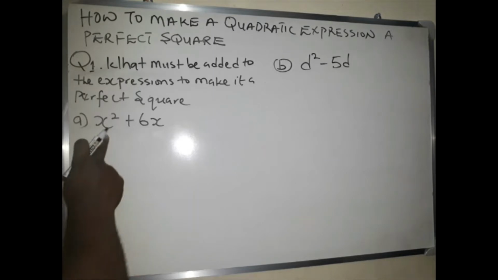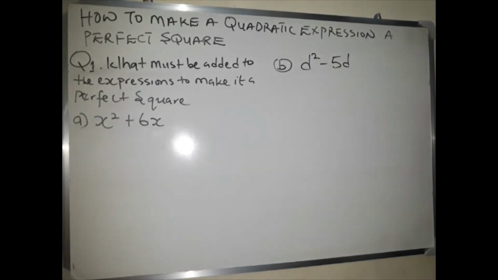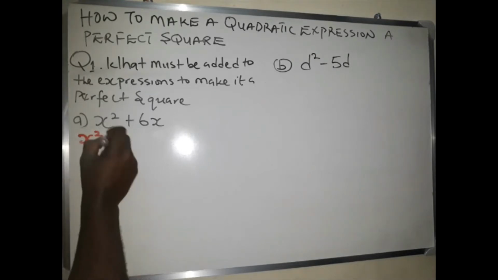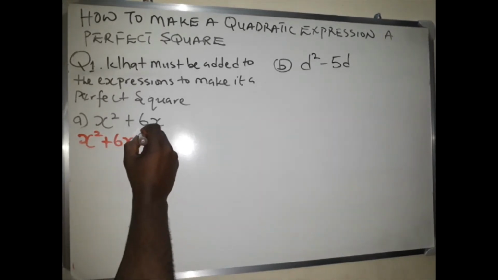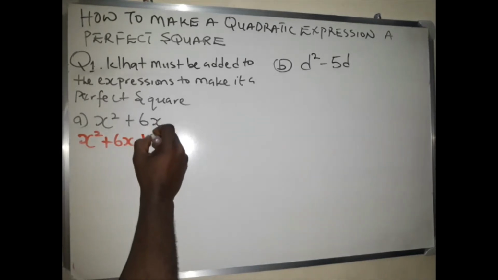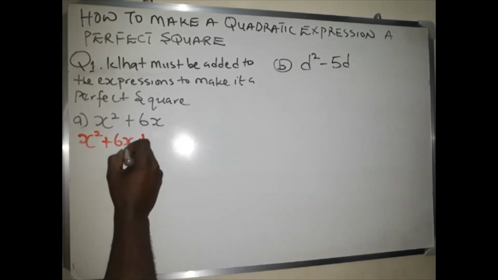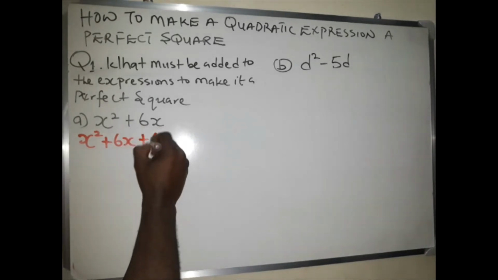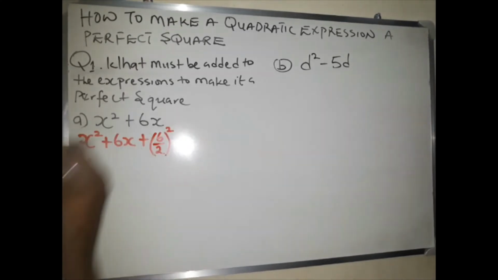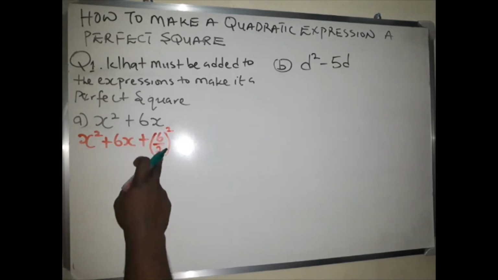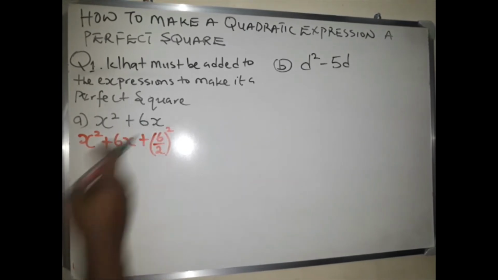So now I want to turn this expression into a perfect square. I write the expression: x squared plus 6x. Then I add the value of half the coefficient of x. The coefficient of x here is 6, so I can put that in brackets. I add half the coefficient of x, raised to power 2. You see that? Half the coefficient of x raised to power 2.